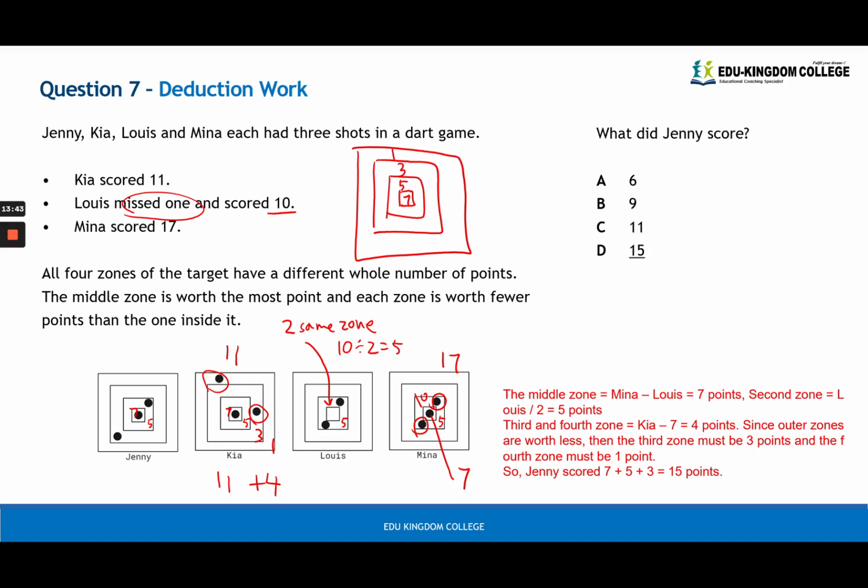So what did Jenny score? We have 1 in the middle, so that's 7. 1 on the second middle, okay, from the middle is 5, and 1 more out, which is 3. Plus it together, 3 plus 7 is 10. 15 is the answer, or option D.